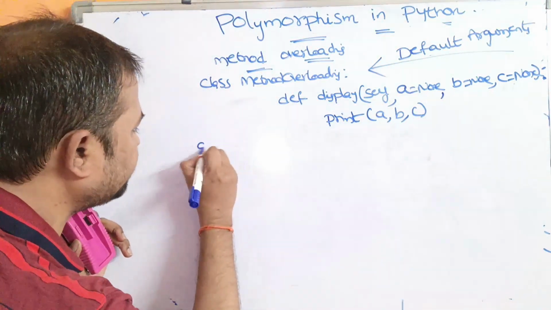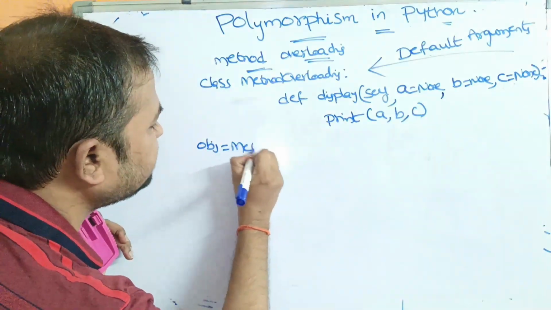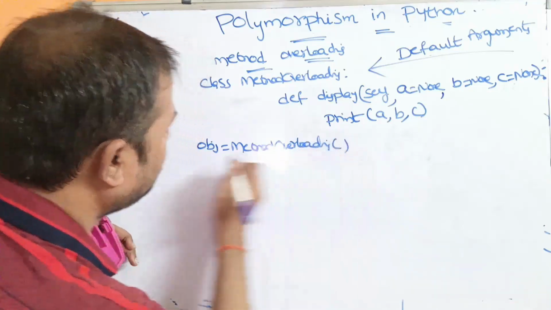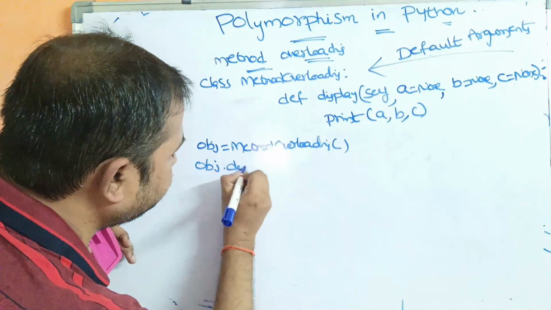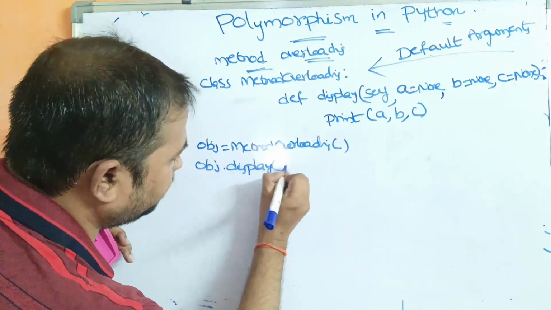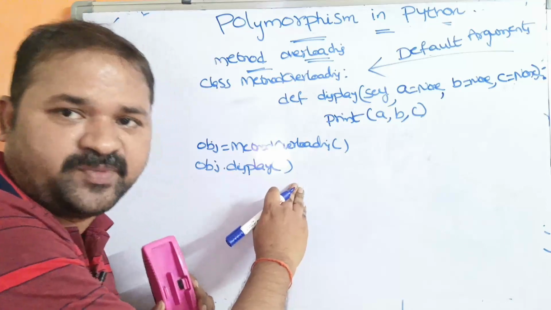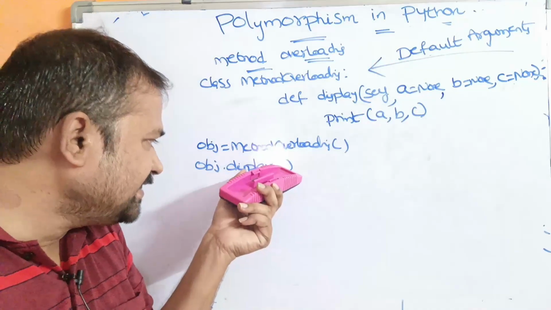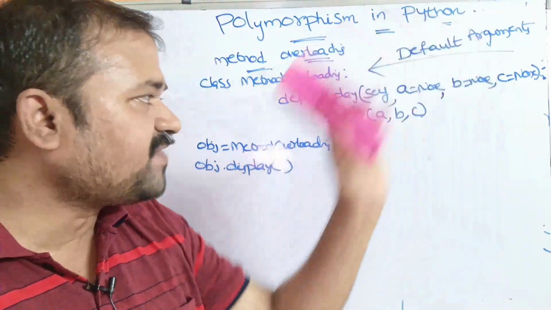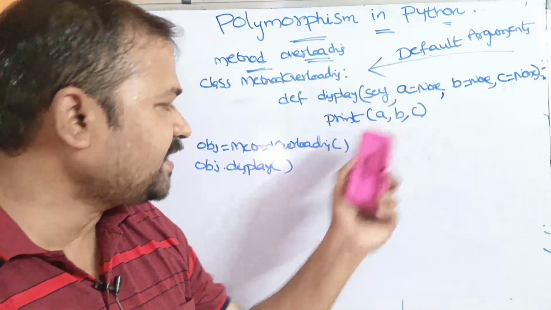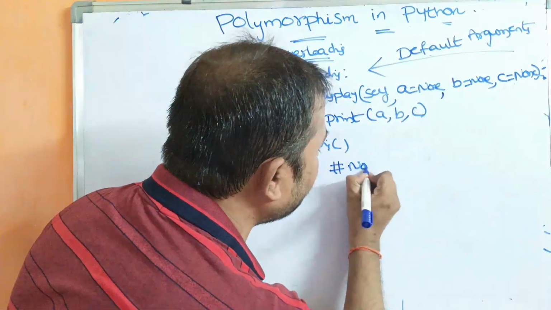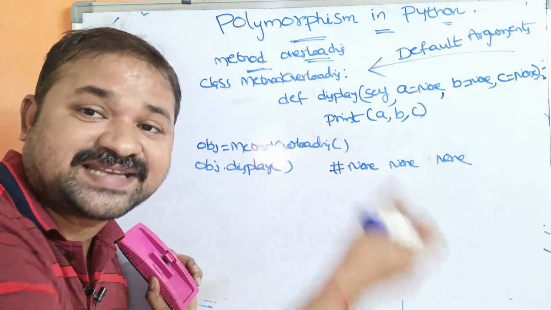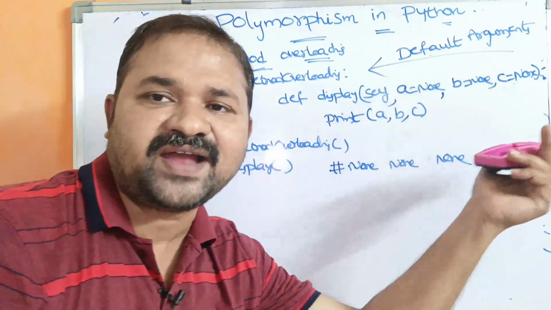Now let us create an object: obj is equal to method overloading. Let us call the function with 0 arguments: obj.display. This function is not given any arguments, so whenever this statement is executed, control goes to the display function, but no argument is passed. So the default values will be considered. What is the A value now? None. B is also None, and C is also None. Why? Because we called the function with fewer arguments, so default values are considered.